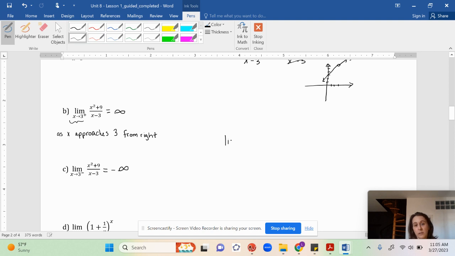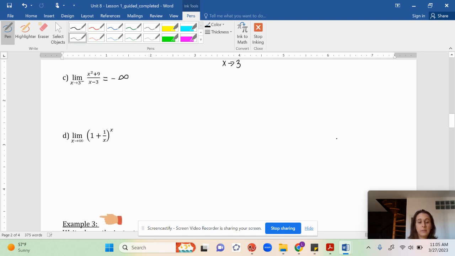Now, if I asked you what the limit as x approaches 3 is in general of that function, well, this limit does not exist because it approaches something different from both sides. From the right side, it's going up. From the left side, it's going down. So if I say, what's the overall limit as x just approaches 3 in general, it does not exist. There is no limit. Does not exist. Okay, let's look at one more.